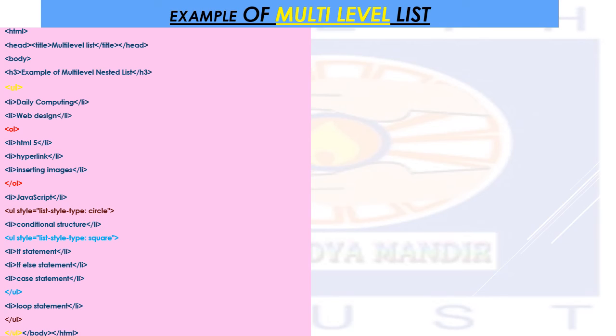See, understand students? The first is only 2 topics, daily computing and web design. Then in that web design I have the topics, that is HTML5, hyperlink, inserting images. The next topic I have opened, that is JavaScript. In JavaScript I have the topic as conditional structure. In conditional structure what all things we are going to study? That is if statement, if else and case statement.